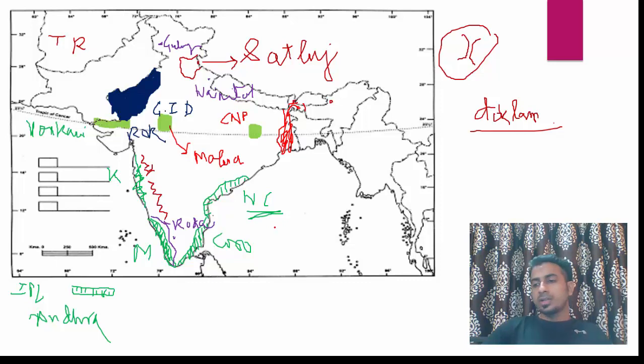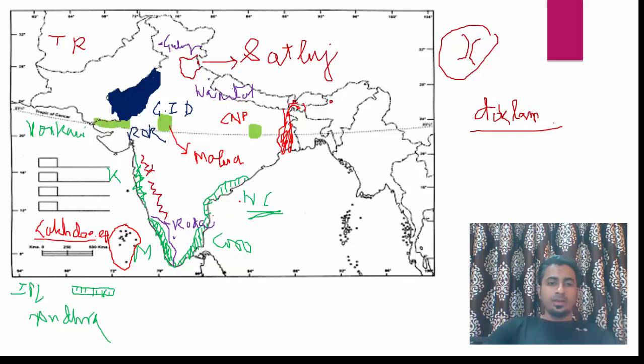Okay, now we have got Lakshadweep remaining. All the items are done. So these dotted islands are Lakshadweep. Lakshadweep is not a very difficult thing to find in your map. Lakshadweep are coral islands found to the west of Kerala. Okay, they have their capital at Kavaratti. So this was the map for today.